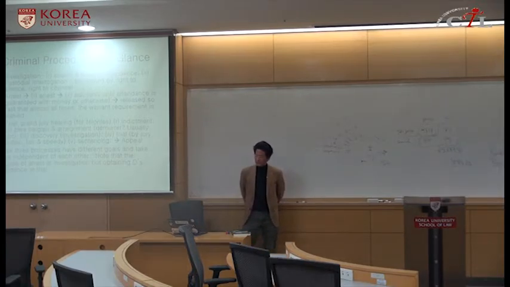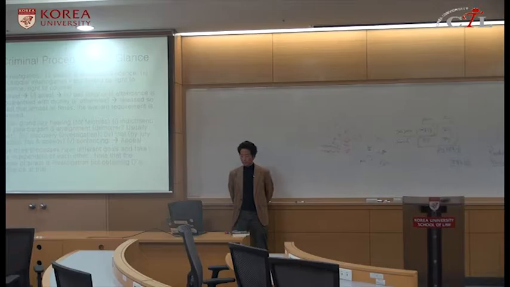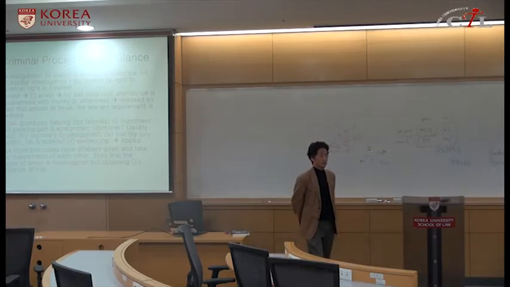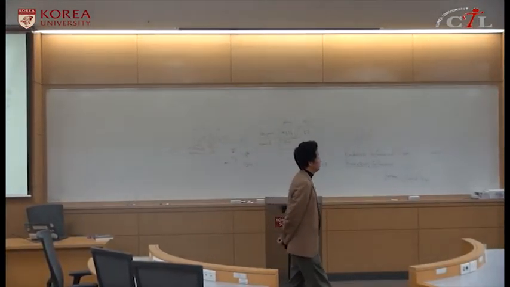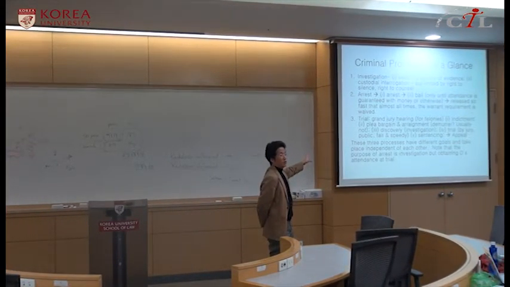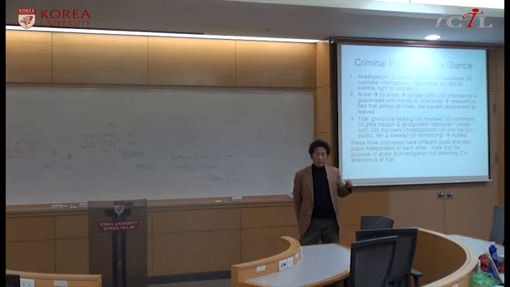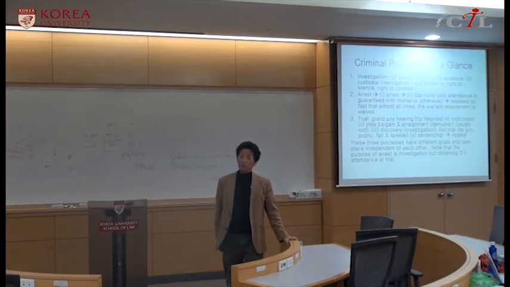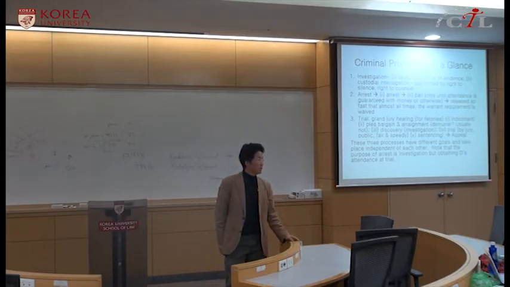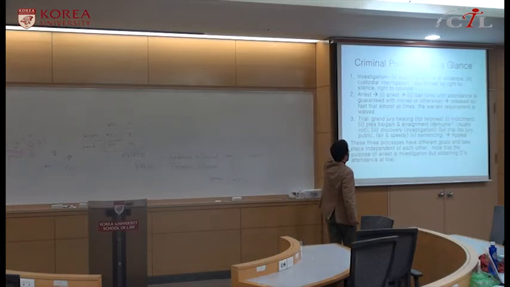So, criminal procedure at a glance. There are three different procedures going in parallel. Usually one and two happen before three, but it doesn't have to be that way. Trial can happen first, and then arrest can come later. This is very important in understanding American criminal law, because this is where American criminal procedure in practice differs from Korean criminal procedure. The three processes have different goals and take place independent of one another.